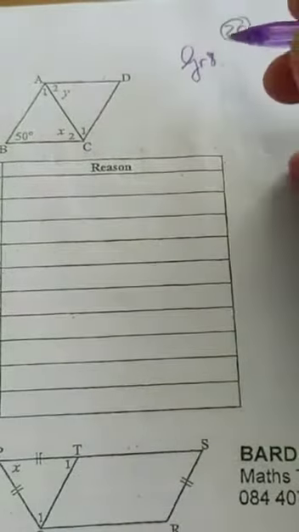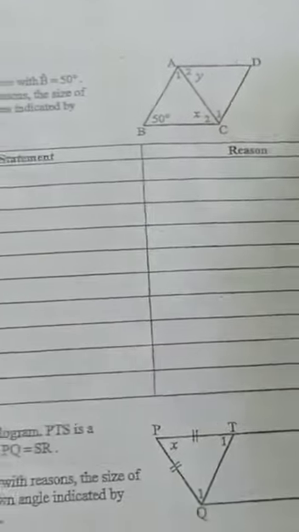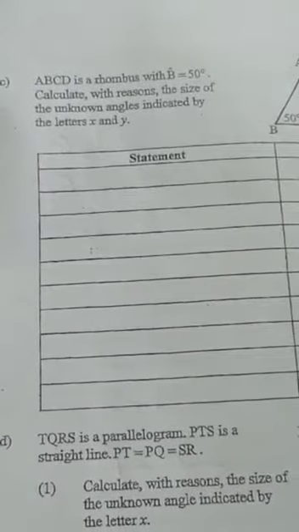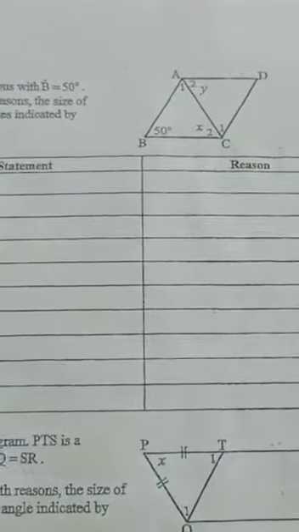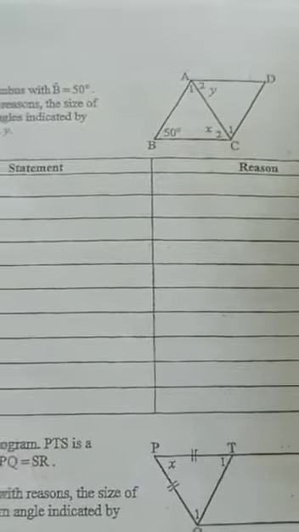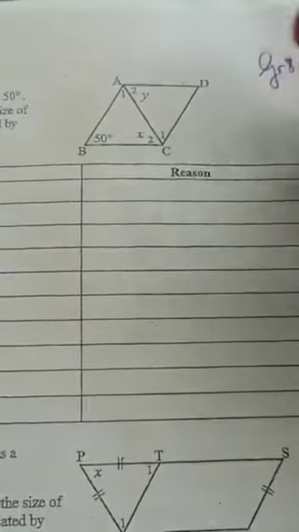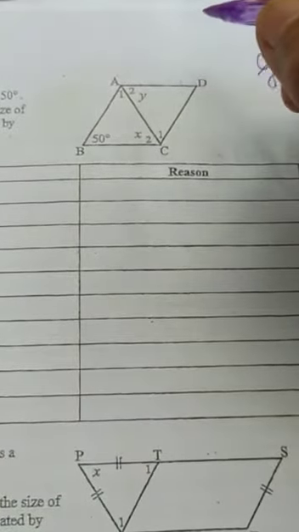Now we're looking at page 20. On page 20 we are told, let me just check something. Yeah, so in number 20 we are told that ABCD is a rhombus.